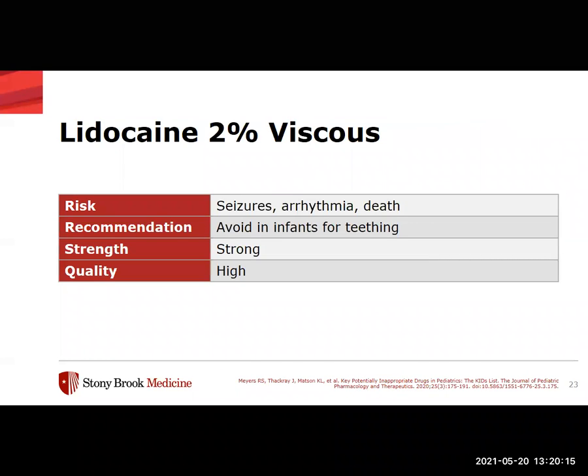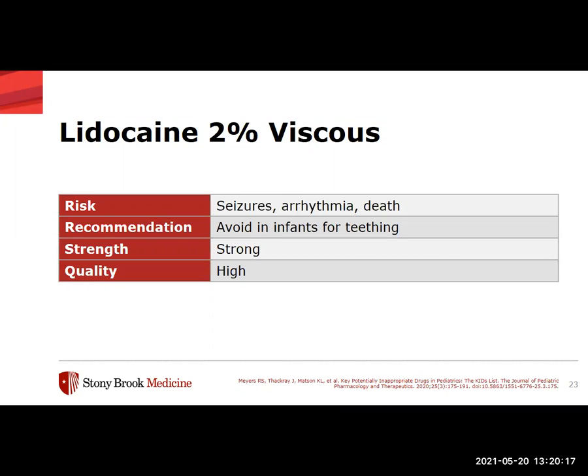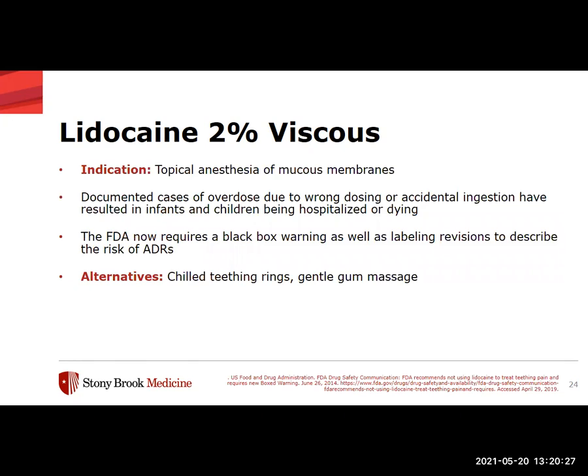Our second product, viscous 2% lidocaine, is similar to the previous product that we spoke about. It is included on the kids list to be avoided in infants for teething due to its risk of seizures, arrhythmia, and death. Viscous 2% lidocaine is typically used for topical anesthesia of mucous membranes. There have been documented cases of overdose due to wrong dosing or accidental ingestion, as infants and young children may accidentally swallow too much when it's given to them for teething pain.